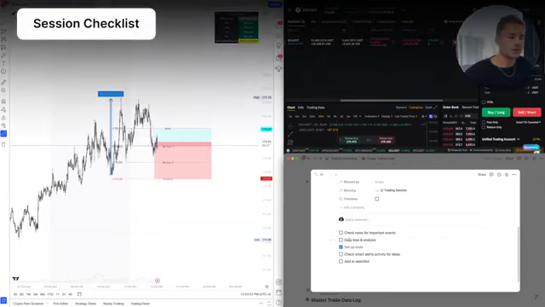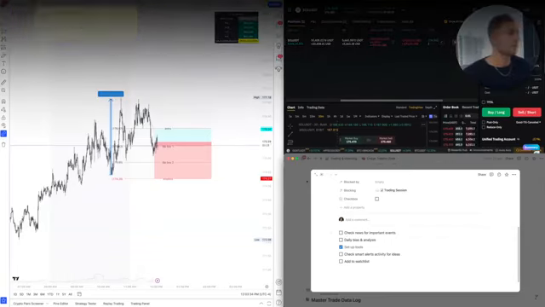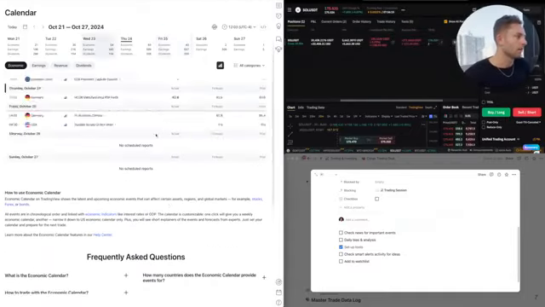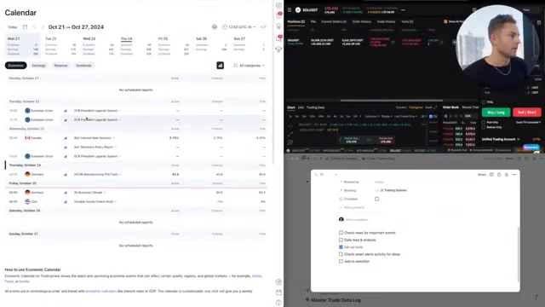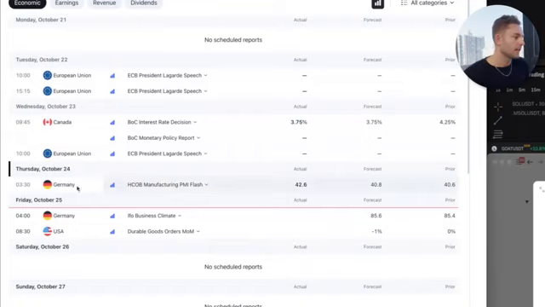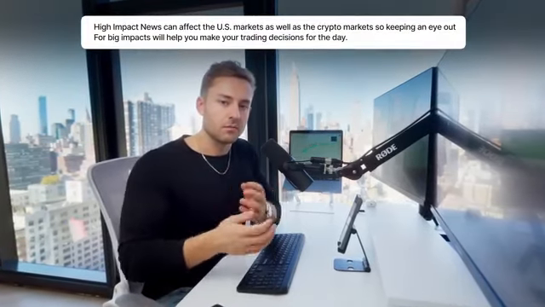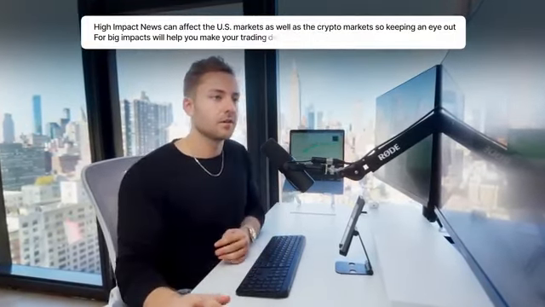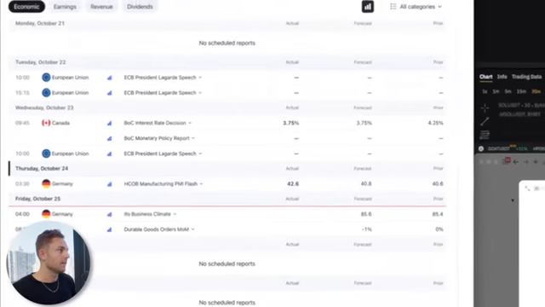Okay, so let's go through our session checklist. So first thing I'm going to do is check for important news. So I can click right over into the economic calendar here on TradingView, and you can see for the day, today is the 24th. We really don't have anything super crazy. We don't have anything in the US, so the impacts on the US market and the crypto market should be fairly level. We did get some volatility this morning here, but nothing crazy that's standing out to me.